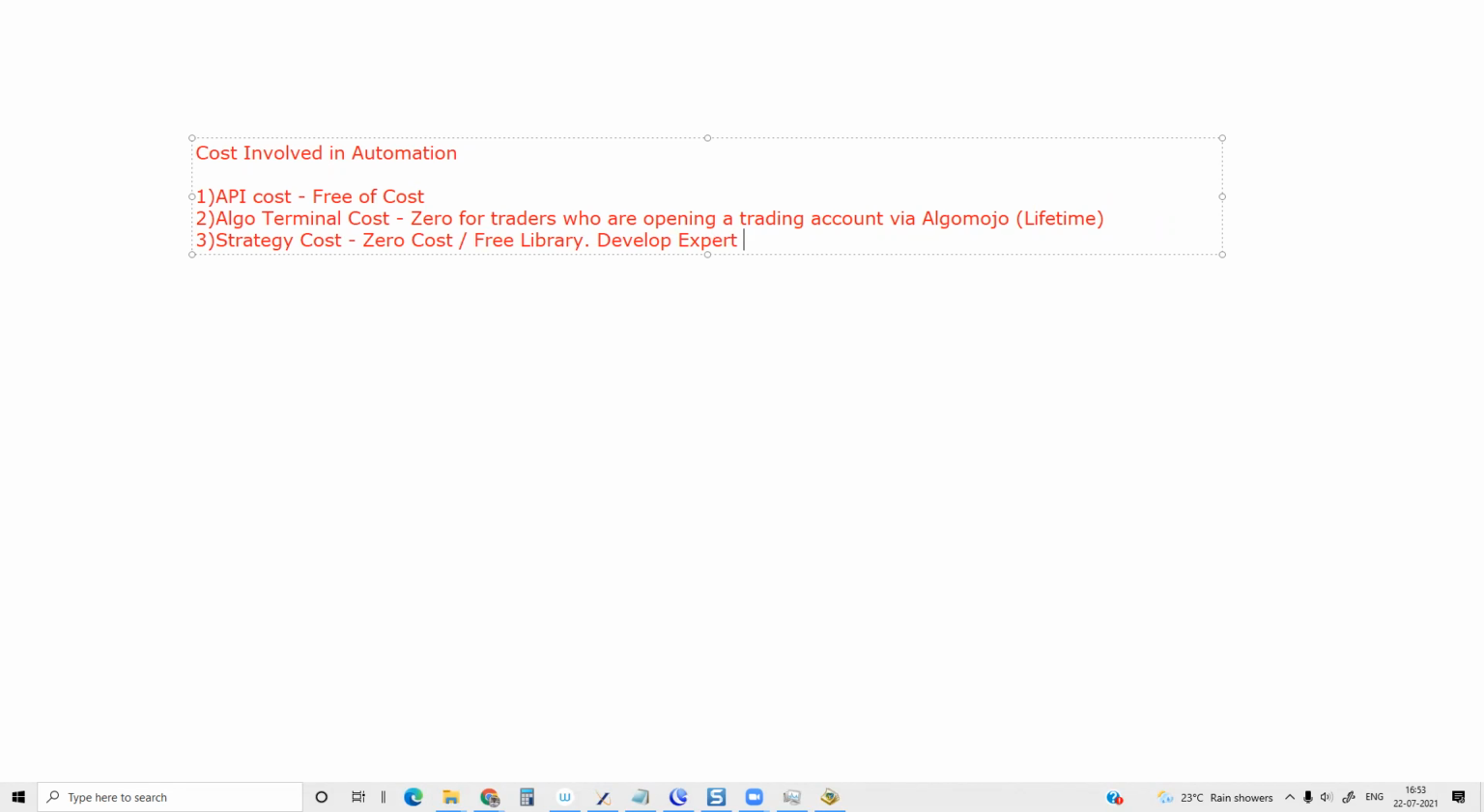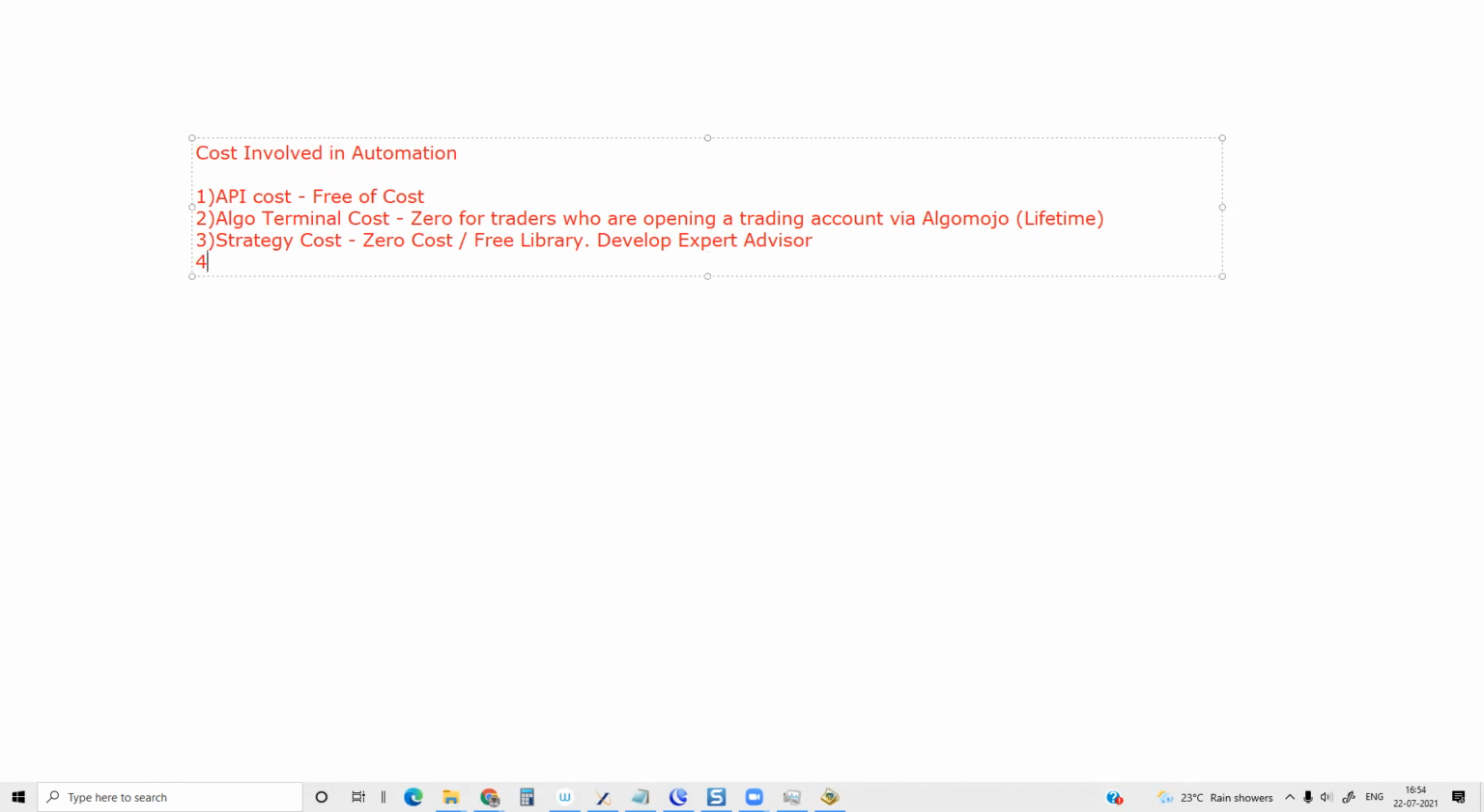On top of the indicator, we have to take the logic, apply the logic, and convert it into an expert advisor. Many times people run a combination: an indicator for visual purposes, and an expert advisor for converting those signals into orders.